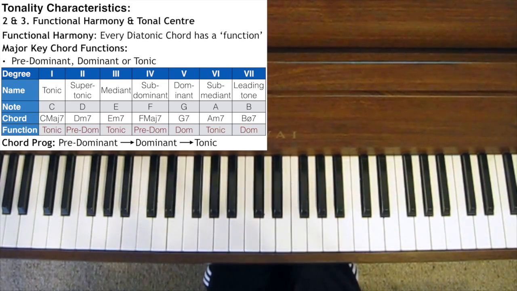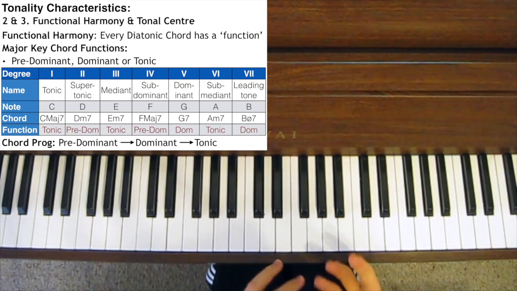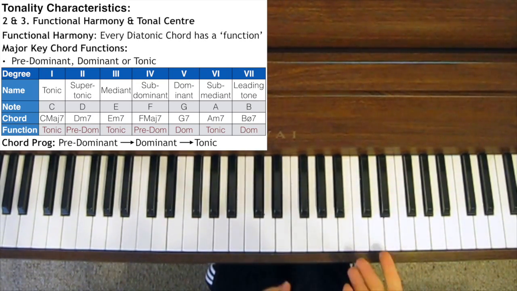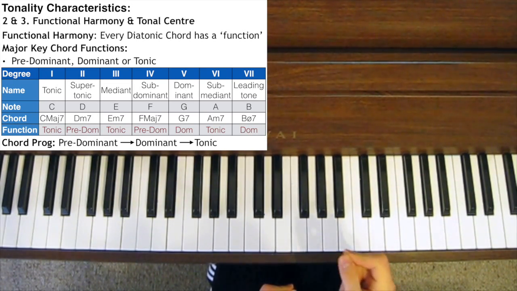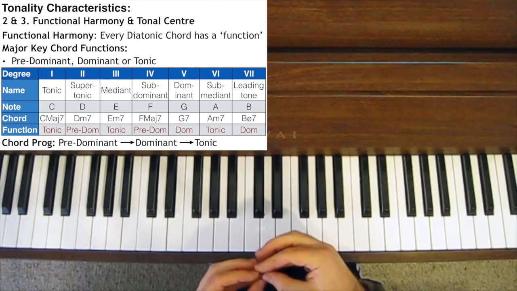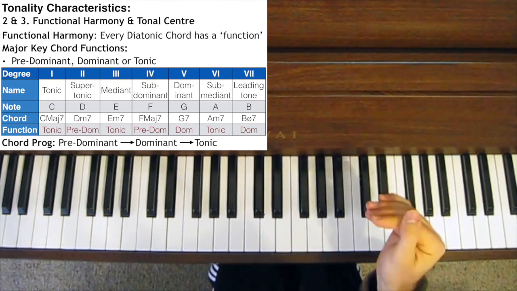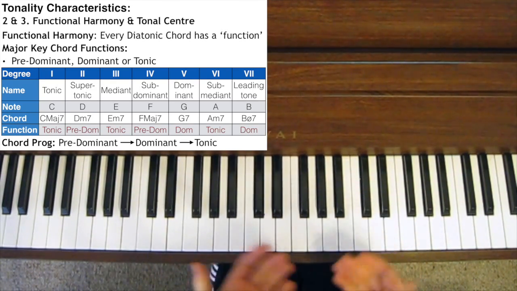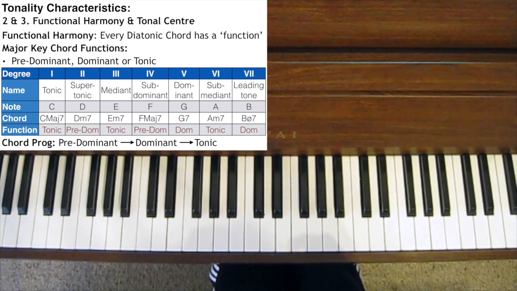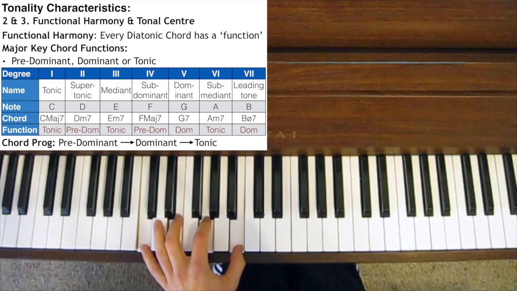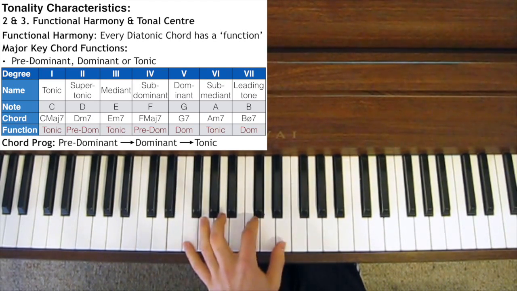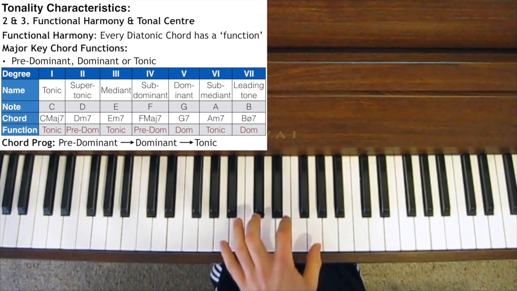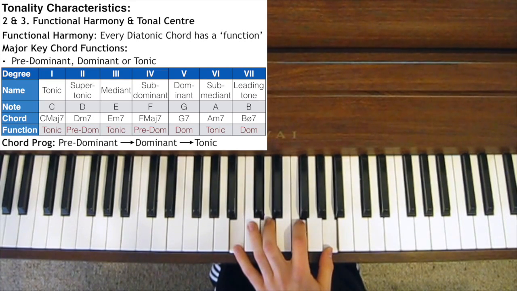Now, I have a separate video where I go over the diatonic function of chords in a bit of depth, so you can go check that out if you like. But essentially, in tonal harmony, every single chord has a function and is placed in a kind of hierarchy with the tonic at the top. So if, for example, we take the key of C major and we look at all of the chords in the key of C major, we have the chords C major 7, D minor 7, E minor 7, F major 7, G7, A minor 7, and B half diminished.